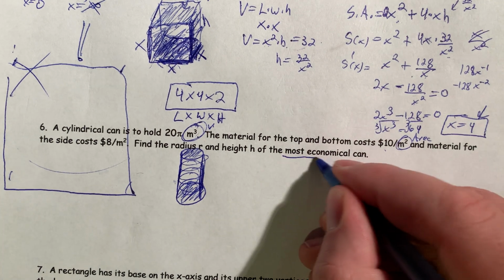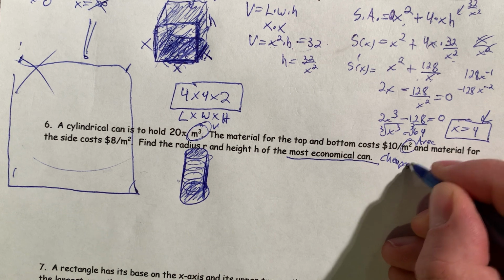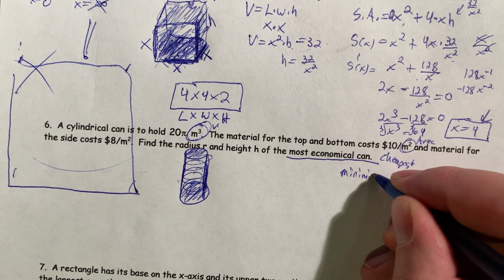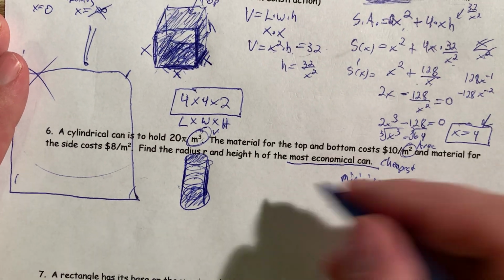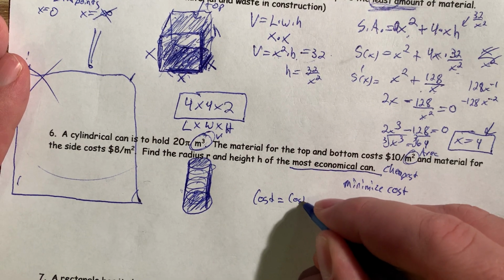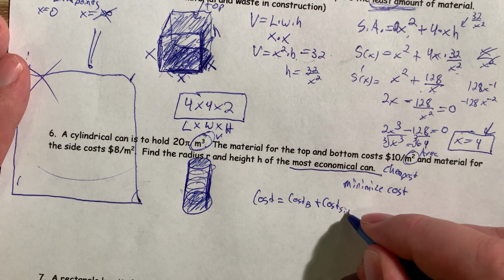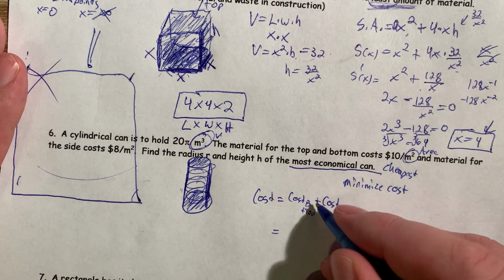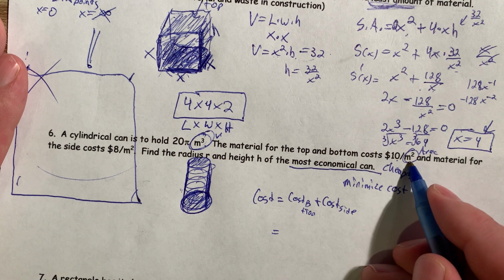We want the most economical can. That's the cheapest. We want to minimize the cost. What's the minimum value of the cost of the can? So let's write an equation for the cost of the can. So the cost is going to be the cost of the bottom and top plus the cost of the side. Okay, so the bottom, it's $10 per meter squared.